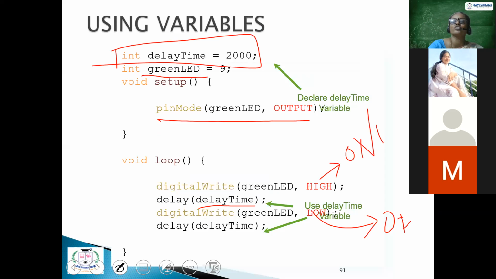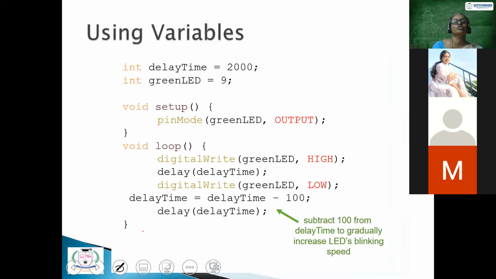HIGH corresponds to 5 volts being transferred from my Arduino, and LOW corresponds to 0 volts being transferred from my Arduino. So automatically my LED will be on and off, on and off. So these two will be executed multiple times. Again, same thing.